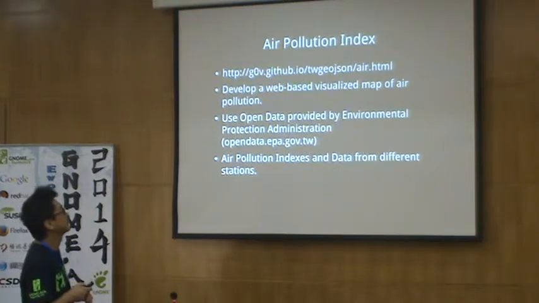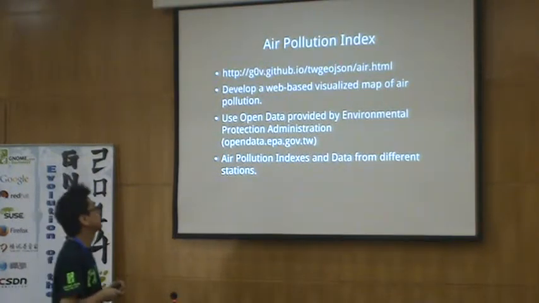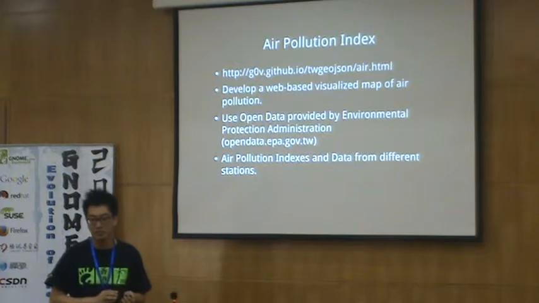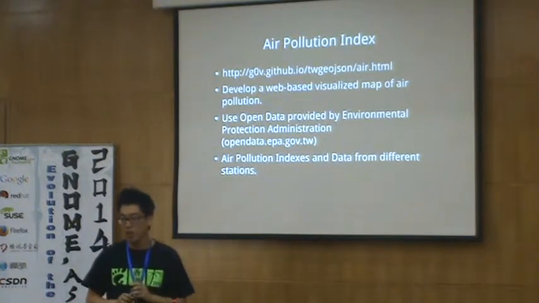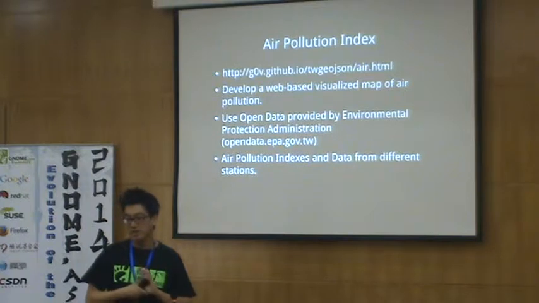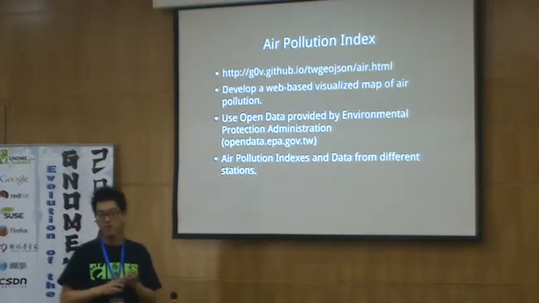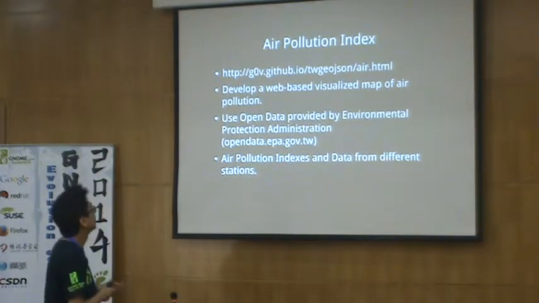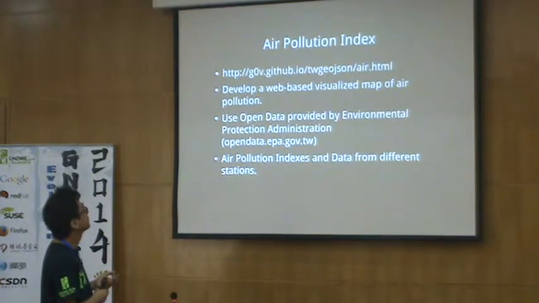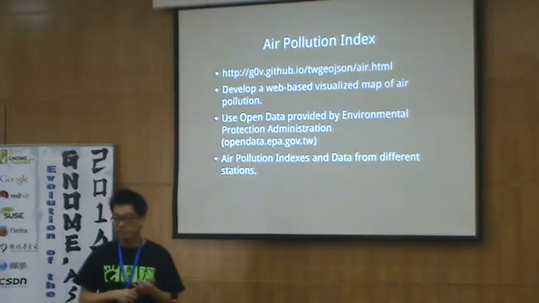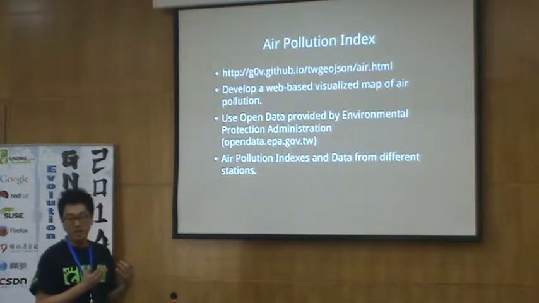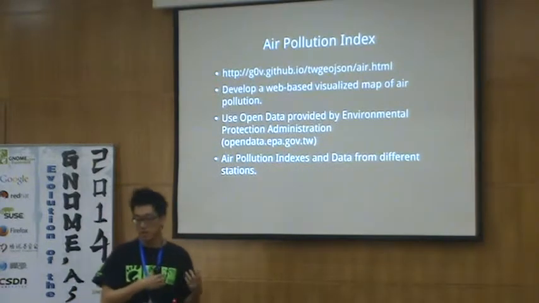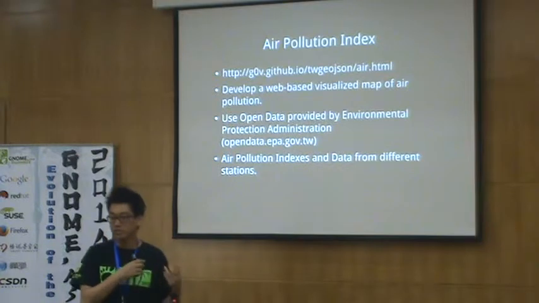They have the air pollution index website of GCOV.TW. It is a web-based visualized map of air pollution that uses open data provided by the EPA in Taiwan, the Environmental Protection Administration. And you can find the air pollution index and the detailed data from different air pollution monitoring stations in Taiwan.